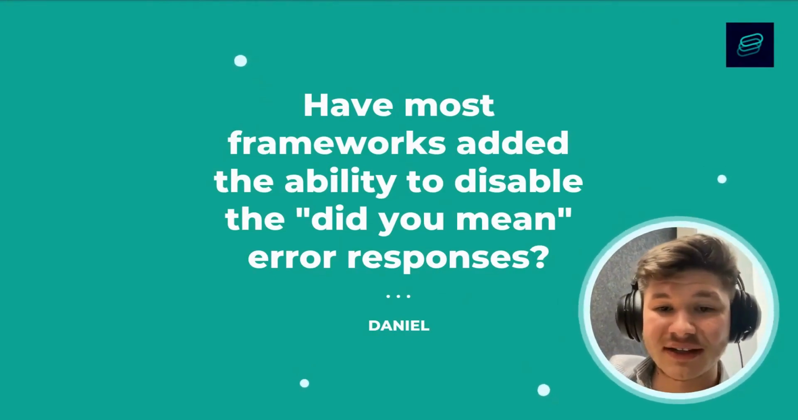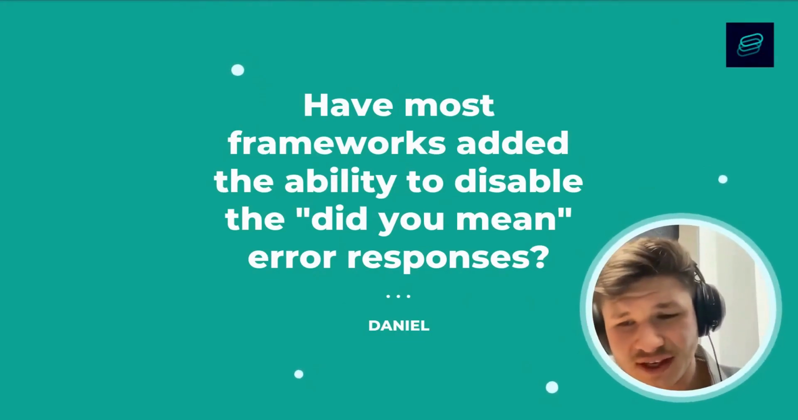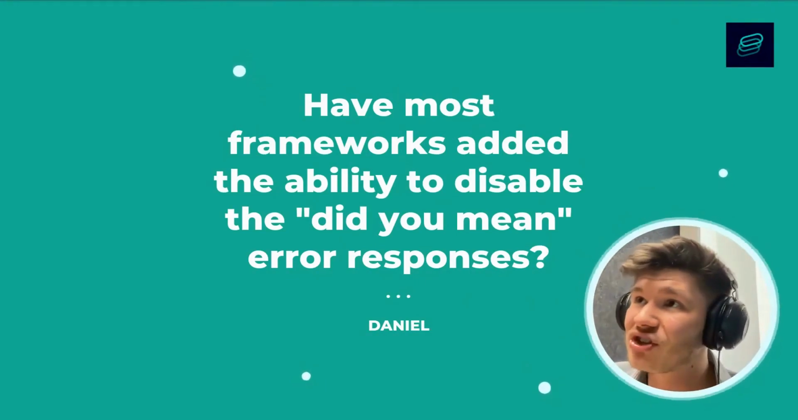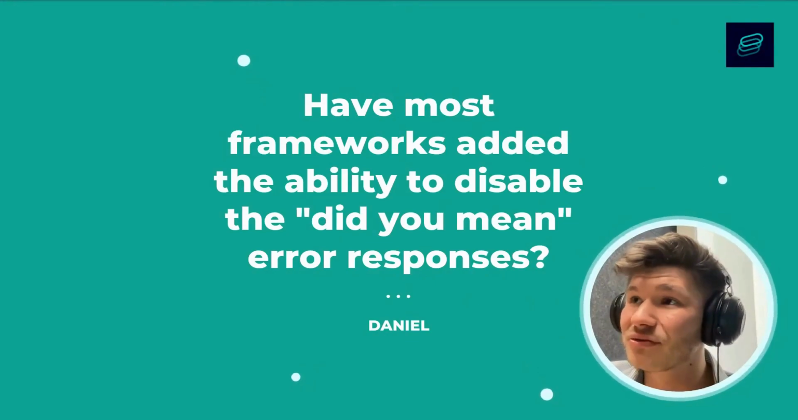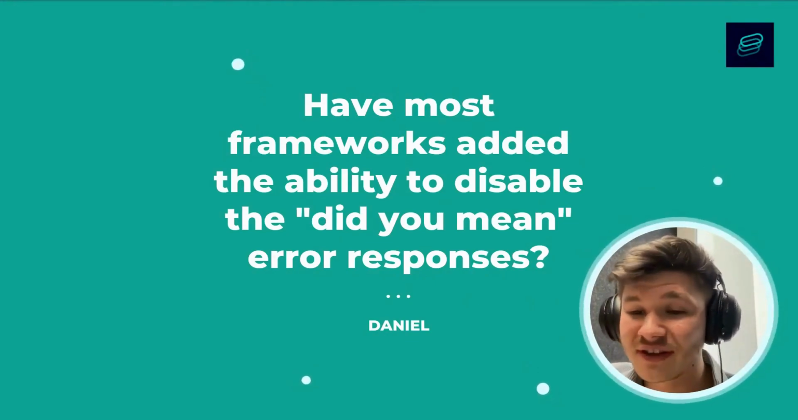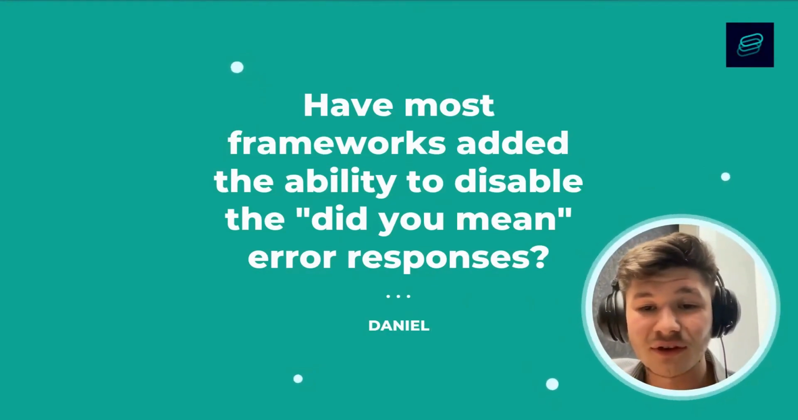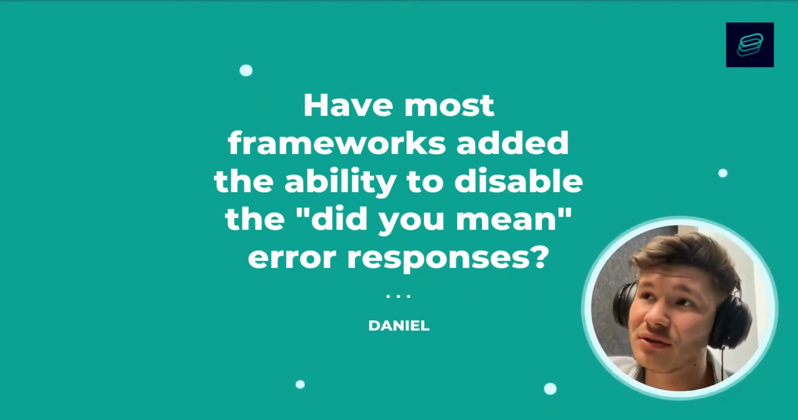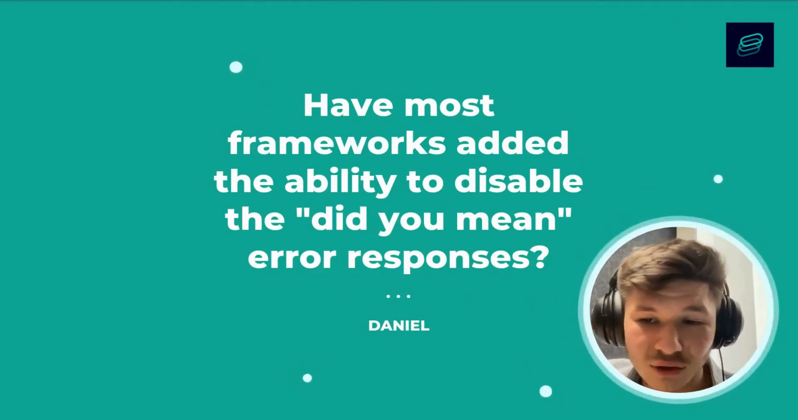Have most frameworks added the ability to disable the "did you mean" error responses? This is an interesting question because the GraphQL landscape evolves very fast. The last time I checked, I think it was actually not possible to disable it in a few GraphQL servers, including Apollo, but I think they fixed it in the most recent versions. So now for JavaScript GraphQL servers, it's possible to deactivate it. And in any case, you can use GraphQL Armor, which will deactivate it. For GraphQL servers in other languages, this is a good question, but I assume they would have done it as well because it's a known vulnerability now.